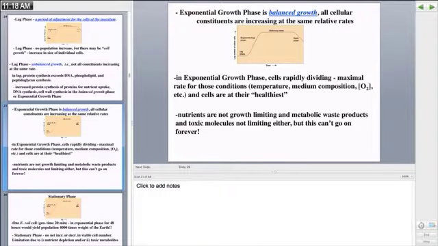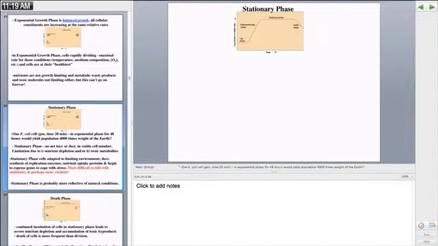So again, as I mentioned, during the exponential phase, nutrients aren't growth limiting, and metabolic waste products are not limiting either, but obviously this can't go on forever. Eventually the bacteria in this exponential phase are not going to like living in their own excrement. Resources are going to become limiting, and they're going to slow their growth and go into stationary phase.